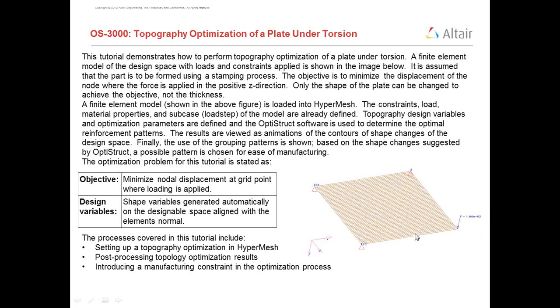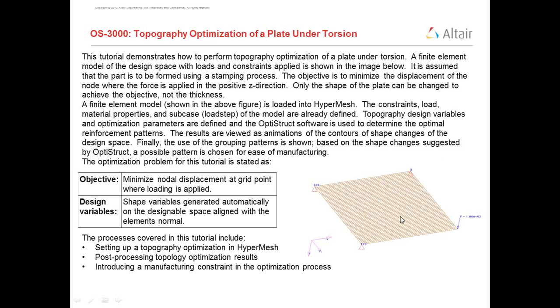So a finite element model, as shown in the below figure, is loaded into HyperMesh. The constraints, load, material properties, and subcases, that is the load step of the model, are already defined. Topography design variables and optimization parameters are defined, and the OptiStruct software is used to determine the optimal reinforcement pattern. The results are viewed as animation of contours of the shape changes of the design space. Finally, the use of grouping pattern is shown based on the shape change suggested by OptiStruct. A possible pattern is chosen for ease of manufacturing.